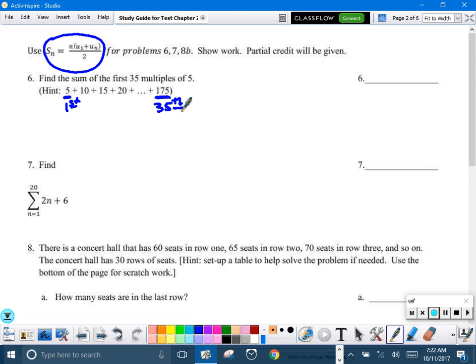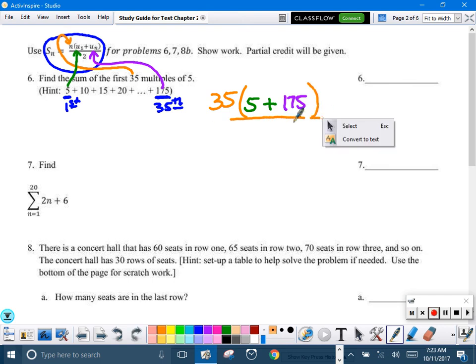So we're going to plug numbers in. I'm going to draw some arrows. The 35 is the how many, so that's first. There are 35 numbers in the sequence. The first number in the sequence is 5, plus the 35th number, or the last number in the sequence, is 175. And then we divide all of that by 2. So we plug it into the formula.